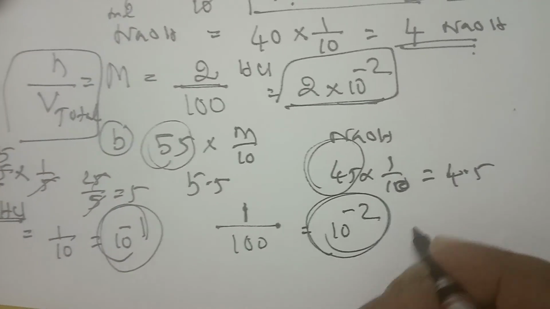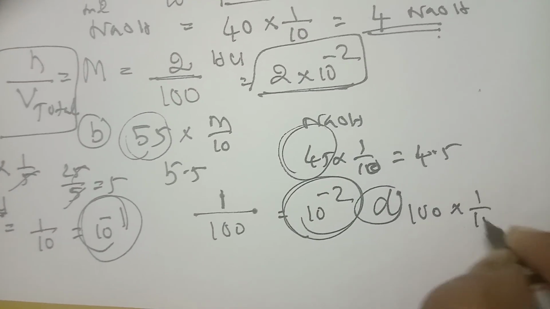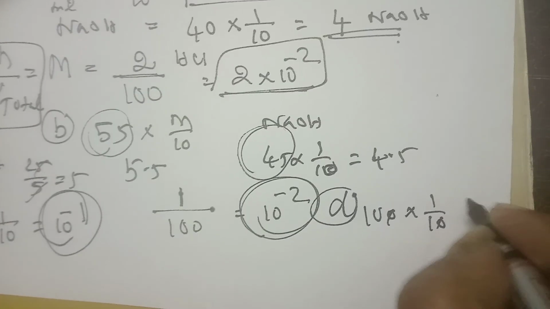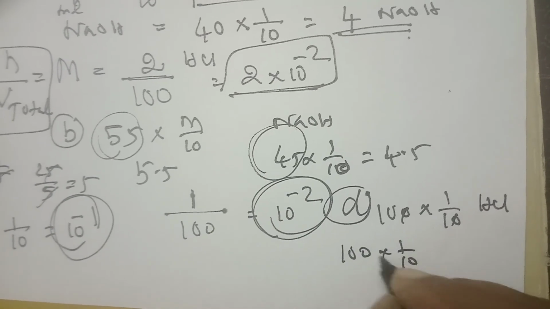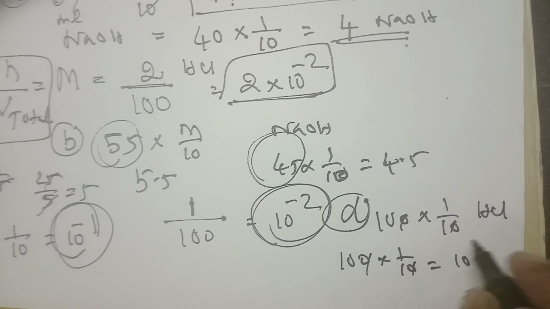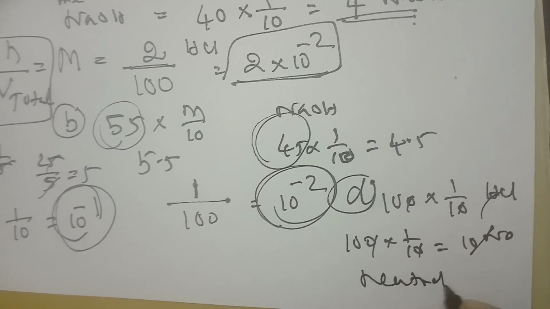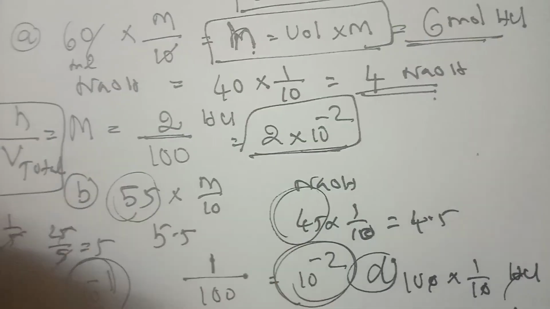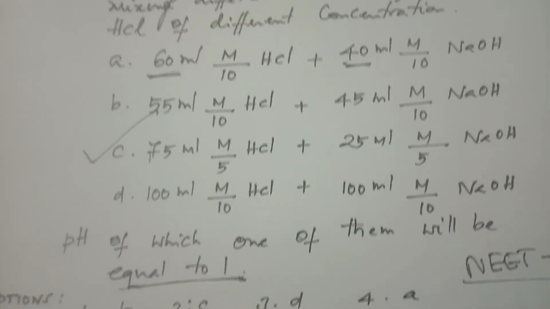I am deciding that, and let us verify the condition of D. D is 100 into 1 by 10 for hydrochloric acid, so you are getting 10. For the base also, 100 into 1 by 10. Both are equal, so both get cancelled and the solution is neutral. Like that we are eliminating, and the final answer is C. So this is the 2018 question. Okay, thank you children.